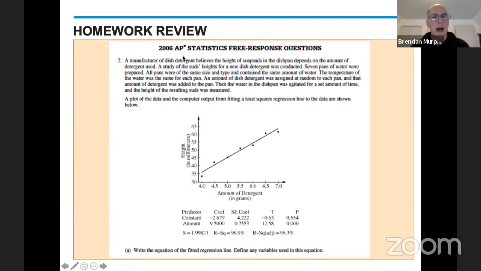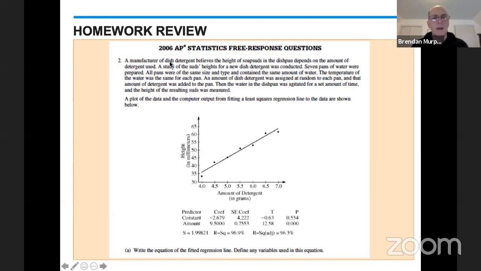Okay, so let's look at this problem. Again, this was from the 2006 AP Stats exam. This was question 2. I was a reader that year, and I actually think I was one of the 150 readers or so that graded this problem. It sort of rings a bell.